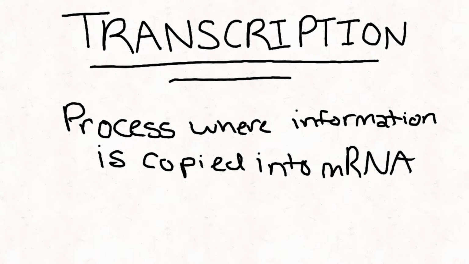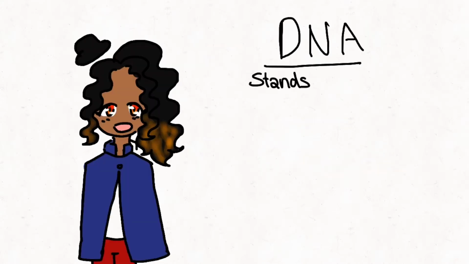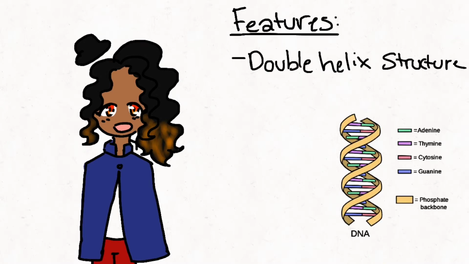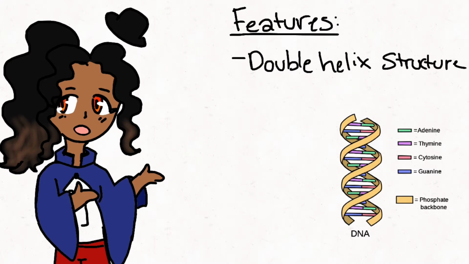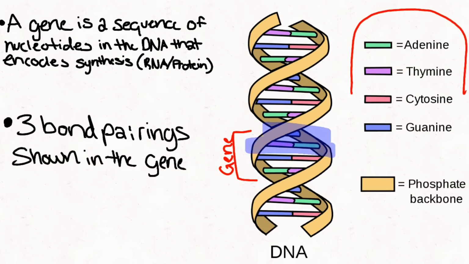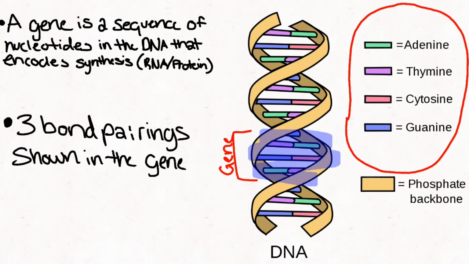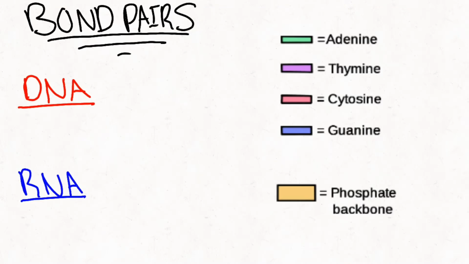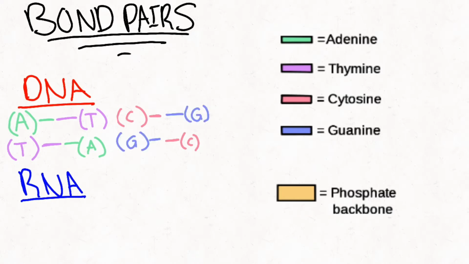into mRNA. To start off, we have DNA. DNA is short for deoxyribonucleic acid, which has a double helix structure. In this diagram, we can see this is a gene. This section right here shows the bond pairings in the DNA. The pairings for DNA go: A bonds with T, and vice versa, C bonds with G.